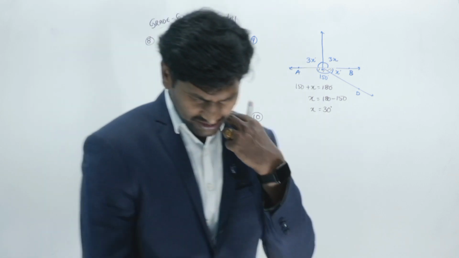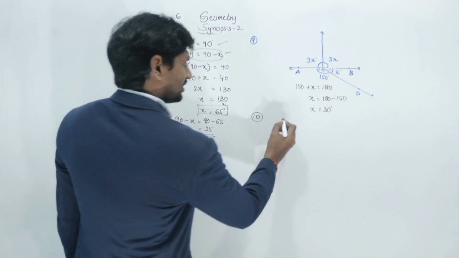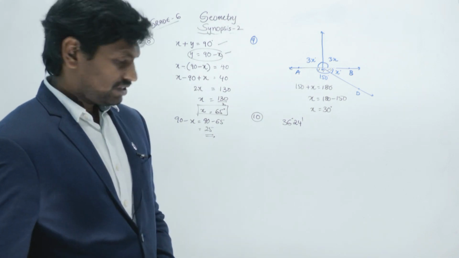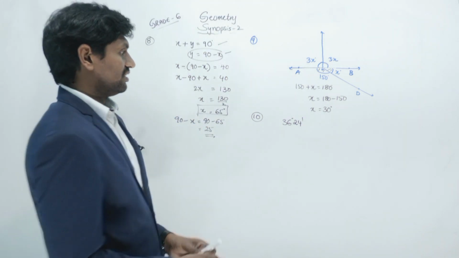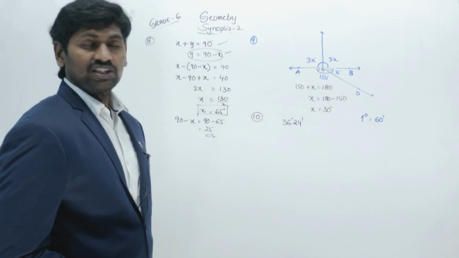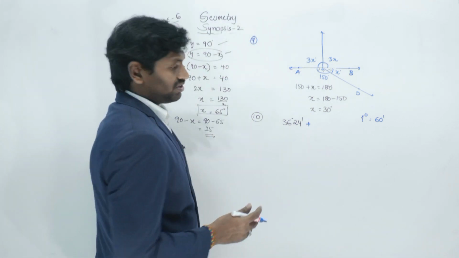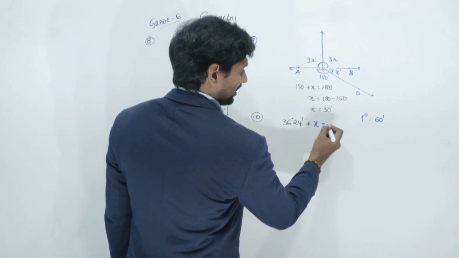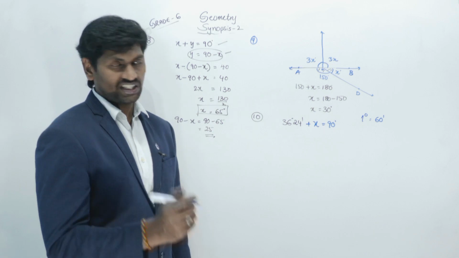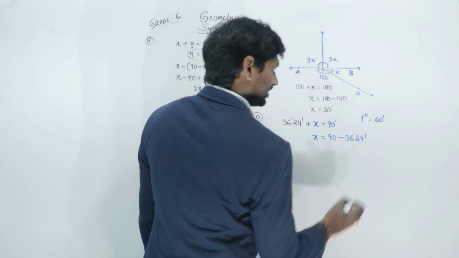The 10th problem is given: the complement of 36 degrees 24 minutes. 1 degree is nothing but 60 minutes, you should remember that. So we need to find the complement of 36 degrees 24 minutes. We know that this angle and its complement angle will give 90 degrees, because if the sum of two angles is 90 degrees, then each angle is called complementary to the other. So this is 90 minus 36 degrees 24 minutes.